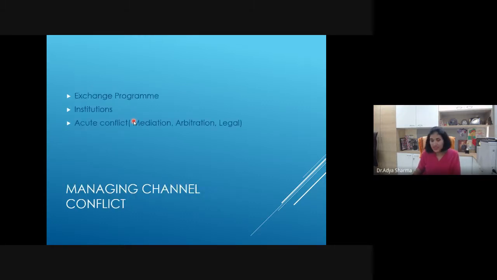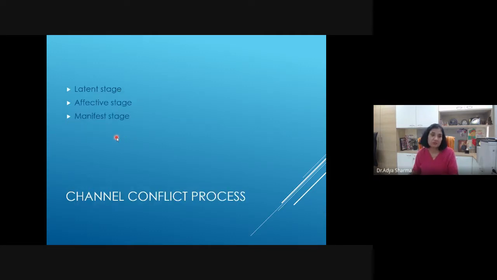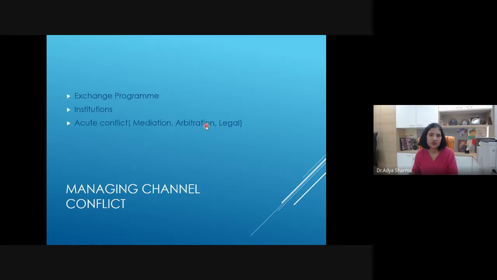The last slide. So as I said, at the latent stage, most probably you can use the exchange program. What do you mean by exchange program? It is a deputation. So you say, hey, okay, my people will come over and help you. You will depute some people or something like that. Or you use institutions. We are all part of various institutions. So maybe all your retailers are part of an organization, and you can go to that organization and things can still be solved. However, if it hits the manifest stage, and as I said, we are talking about arbitration and legal and courts and so on and so forth, which means that the relationship is coming to an end.